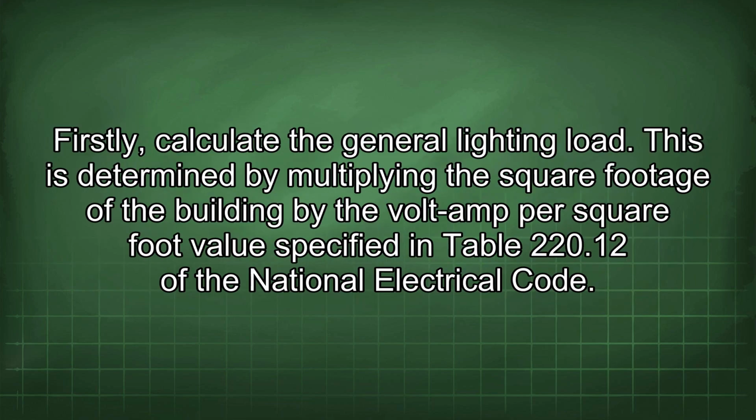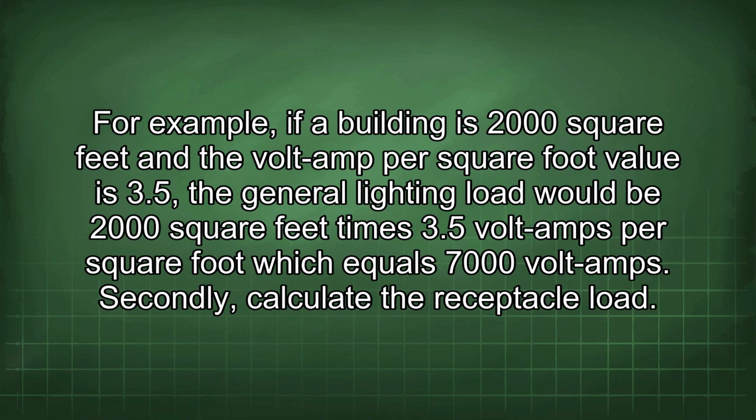Firstly, calculate the general lighting load. This is determined by multiplying the square footage of the building by the volt amp per square foot value specified in Table 220.12 of the National Electrical Code. For example, if a building is 2000 square feet and the volt amp per square foot value is 3.5, the general lighting load would be 2000 square feet times 3.5 volt amps per square foot, which equals 7000 volt amps.